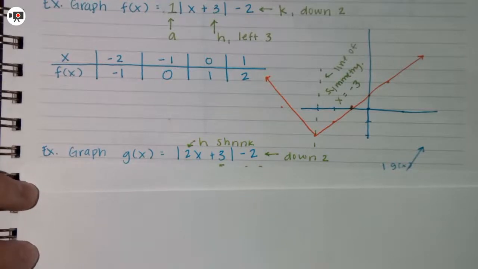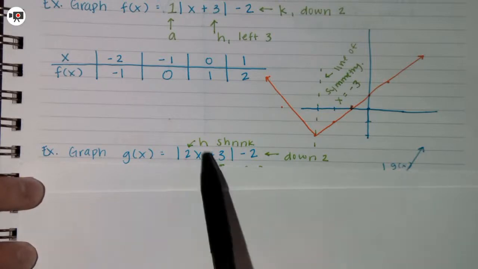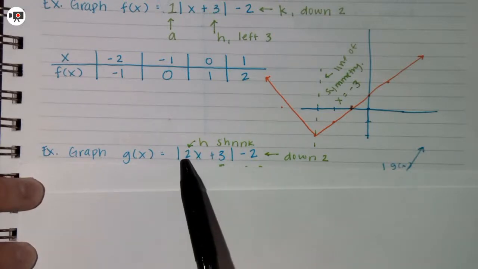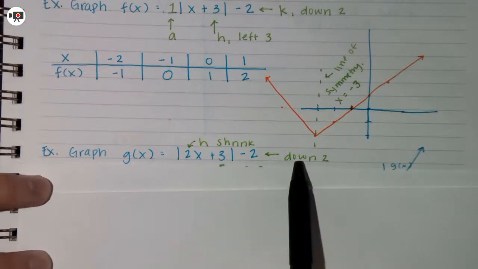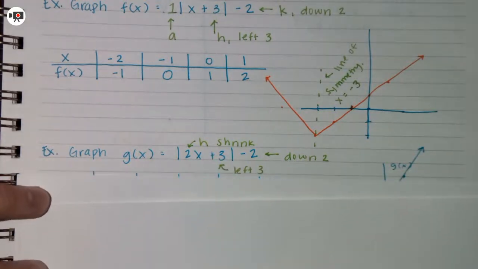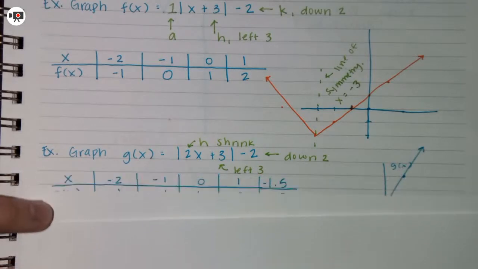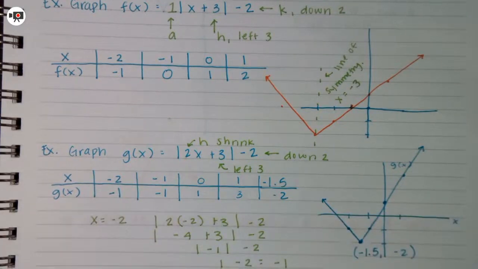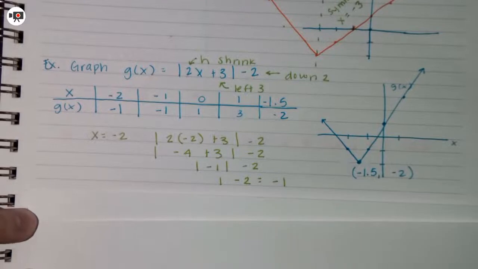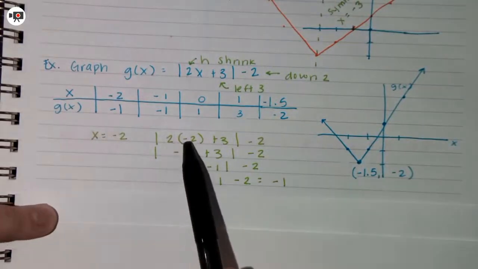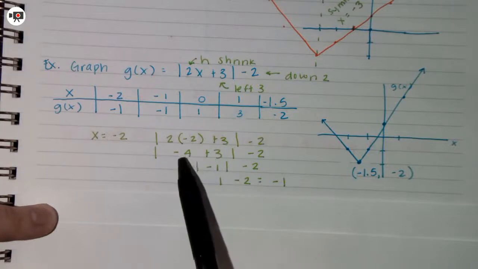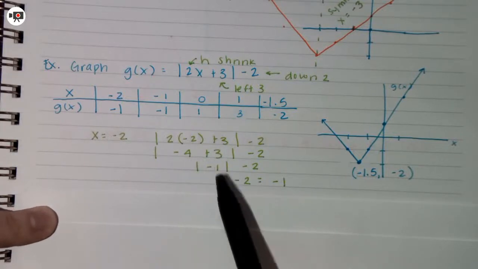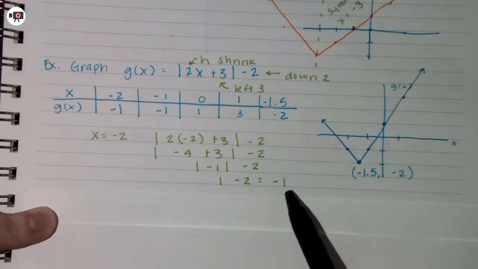If I were to graph g of x equals the absolute value of 2x plus 3 minus 2, this is going to be a horizontal shrink. The 2 moves it down 2, and plus 3 moves it to the left 3. So to see what my points are, I can make a table. If I plug in x equals negative 2, I have 2 times negative 2 plus 3, which is the absolute value of negative 4 plus 3, which is the absolute value of negative 1, which is 1, minus 2 is negative 1.